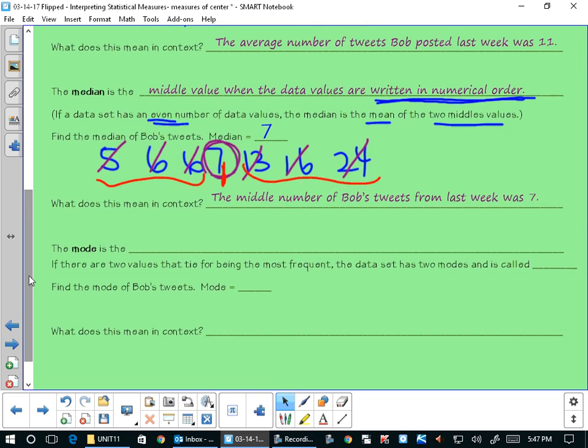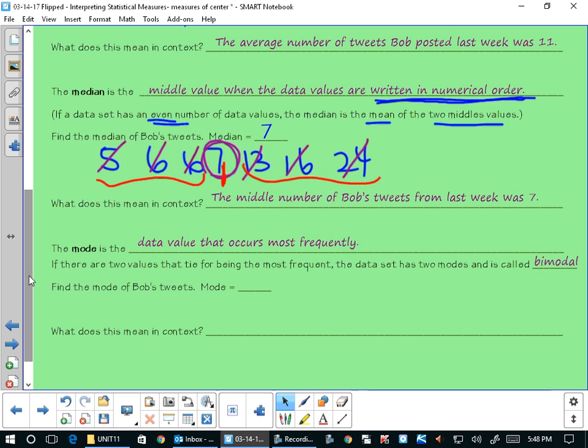All right, and now the mode is the data value that occurs most frequently, okay? Which one happens the most often, okay? If there are 2 values that tie for being the most frequent, the data set has 2 modes and is called bimodal. So it is possible to have more than one mode, okay? But it's the one that occurs the most often. Sorry, bimodal.